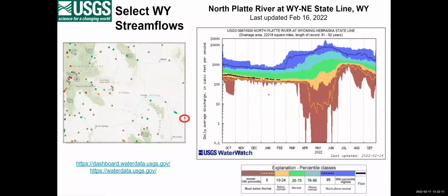Next slide. Here is North Platte River near state line. The stats are skewed just because of the extremely low flow that's experienced. But that one as well is in that below normal range. Next slide.